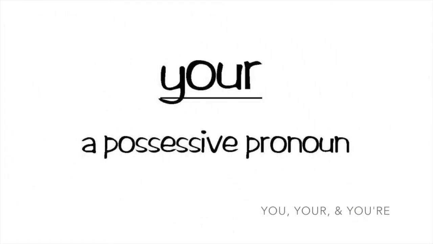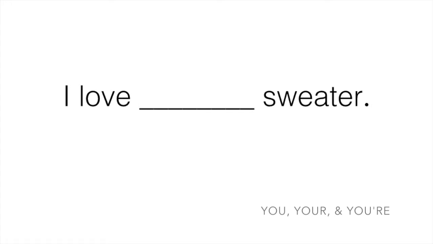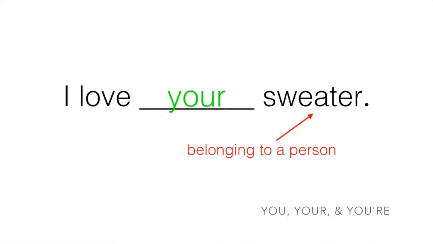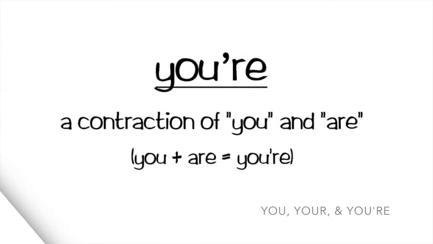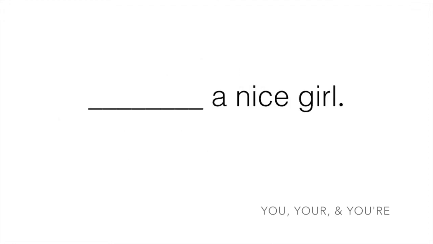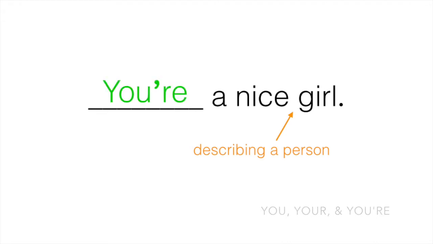Next we have your, which is a possessive pronoun. I love blank sweater. Here, sweater belongs to a person, so we use your. I like your sweater. Last is the word you're, which is a contraction of you and are. So we have blank, a nice girl. Nice is describing a person, so we use the contraction you apostrophe re, you're a nice girl.